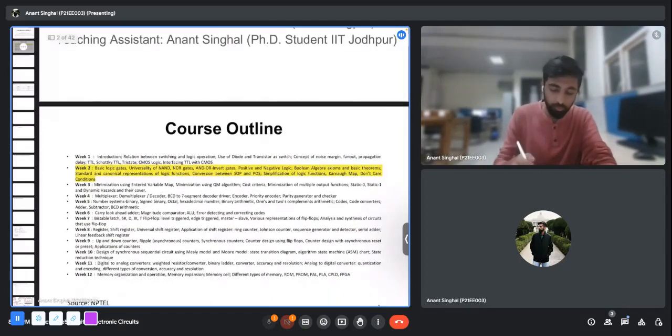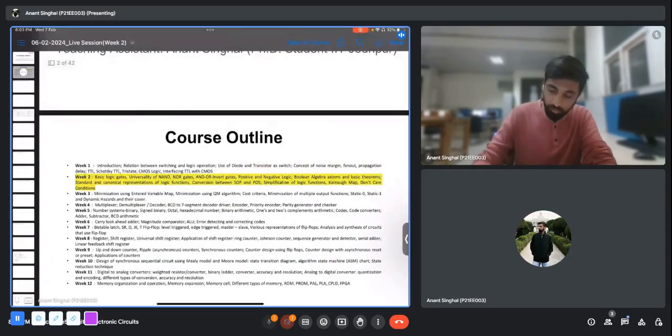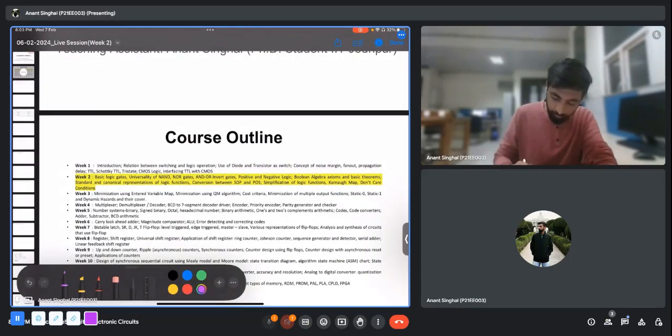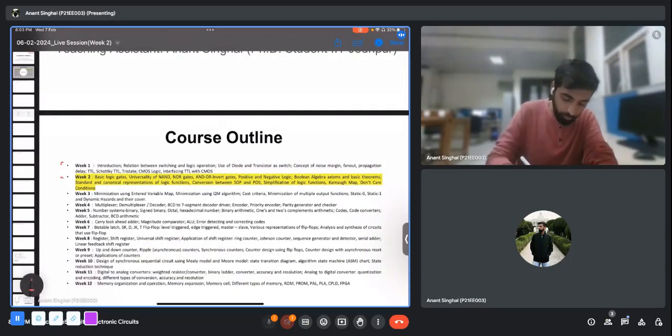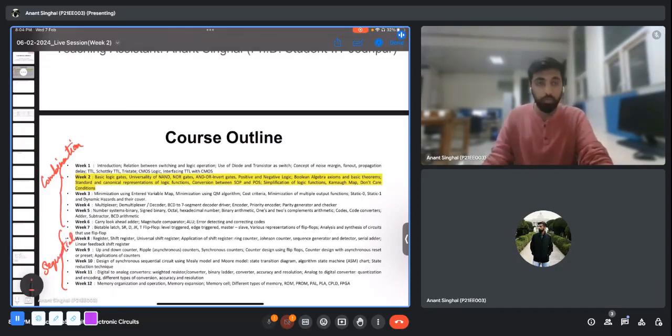this is the broad course outline, and we have already discussed it from week 1. From week 1 to week 6, we will be covering most of the combinational circuit part, and from week 7 till the last week, we will be covering the sequential part of the course. So these are the two basic divisions of the course, divided into several weeks.